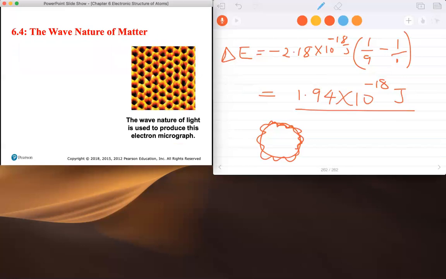So what are the take-home points from section 6.3? One, electrons occupy energy level 1, energy level 2, energy level 3. Two, an electron moves around the nucleus like a wave. So remember the wave property of light.